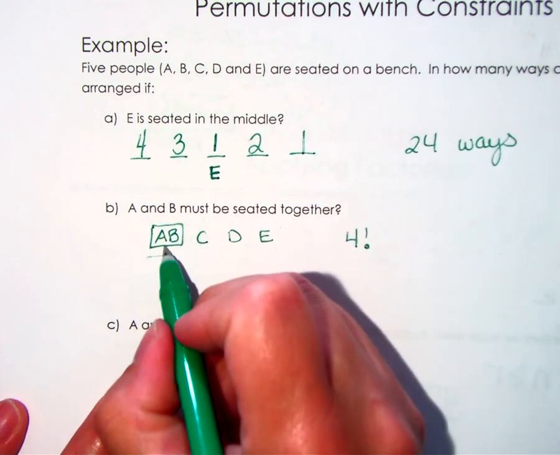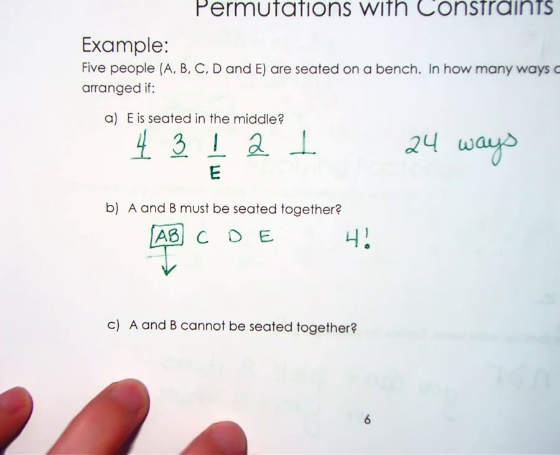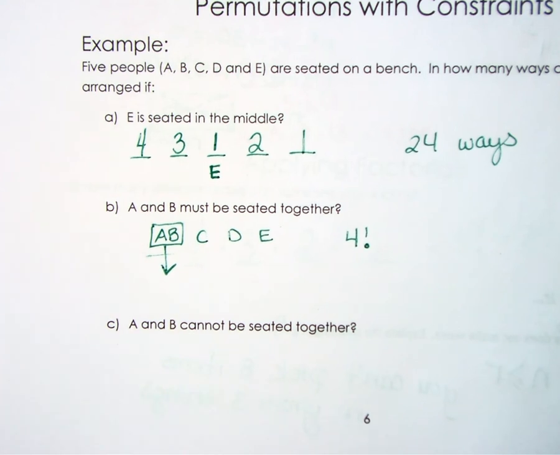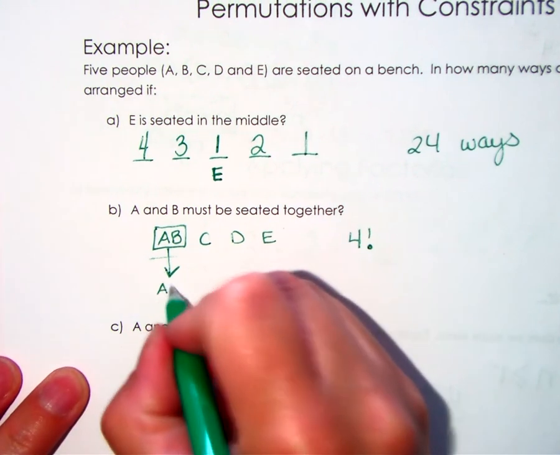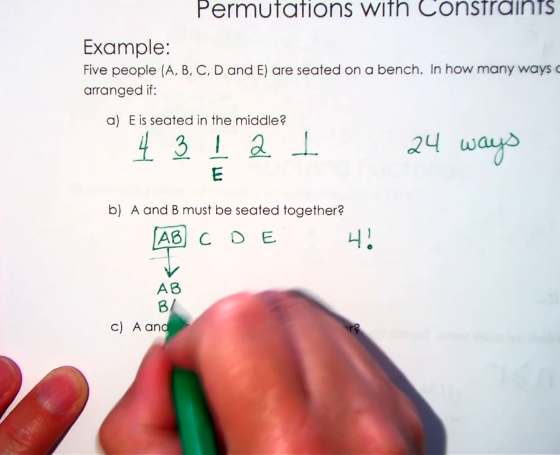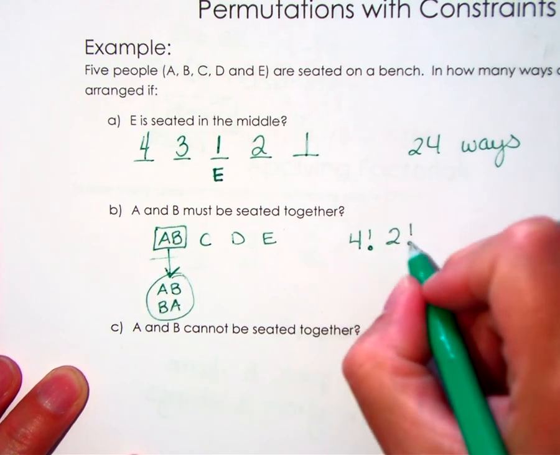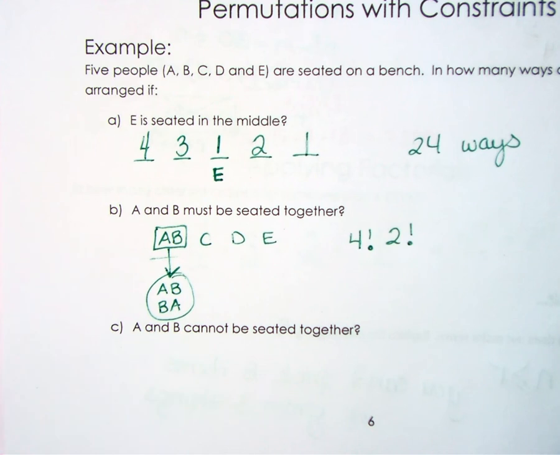But how many ways can A and B sit? 2. Because you're treating A and B as a pair, as one person. Okay? So they could sit either A first, then B, or they could sit B first, then A. So that is 2 factorial.